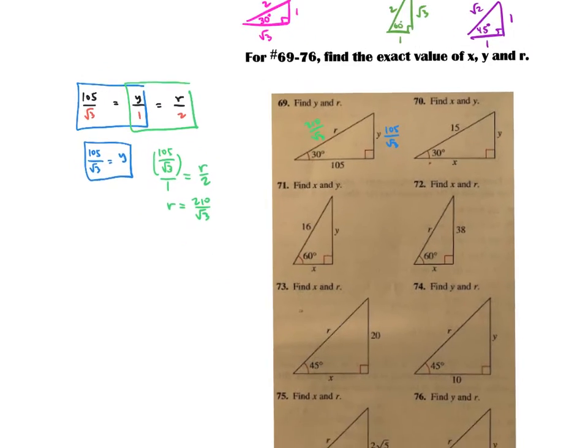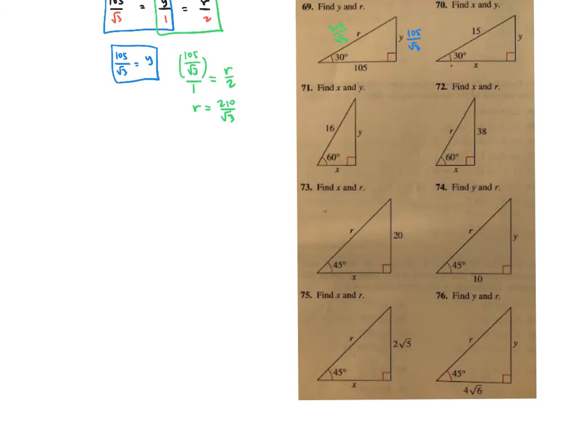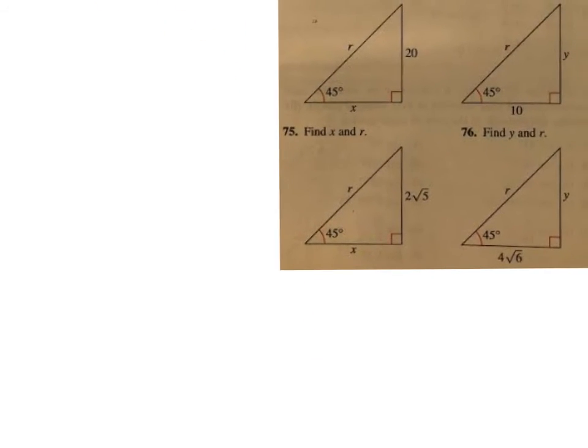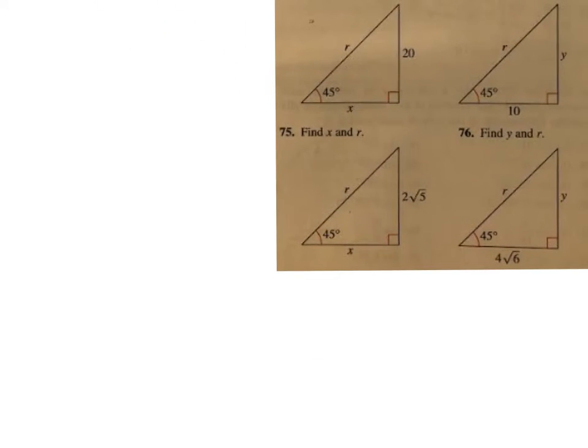Let's try one more. Let's use a different triangle here. Let's go to 75. Okay, 75 is a special right triangle as well. It's 45, 45, 90. Isosceles right triangle, where I've got a 45 there, and I'm going to go with 1, 1, root 2 as my side ratios here. So let's go ahead and set this up similarly to what we did just a minute ago.